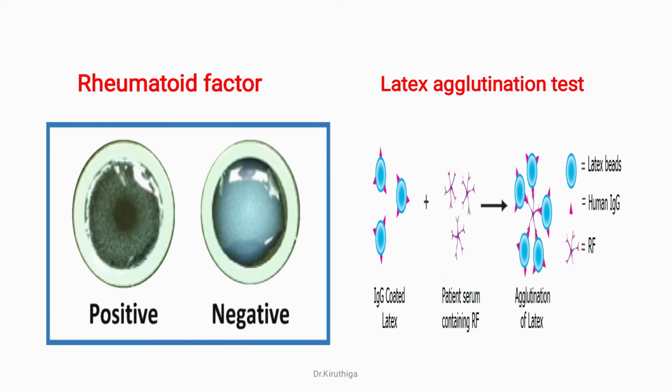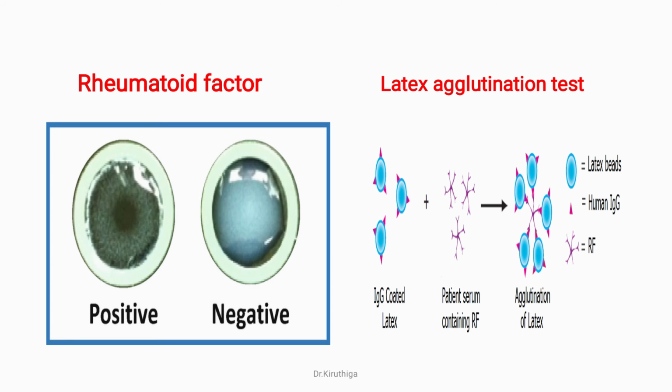Rheumatoid factor. The normal value is 0 to 20. Even though the name is rheumatoid factor, it is also seen in many conditions like SLE, sarcoidosis, interstitial pulmonary fibrosis, even in malaria and subacute bacterial endocarditis. With the presence of signs and symptoms, and if rheumatoid factor is also elevated, then we can diagnose rheumatoid arthritis.